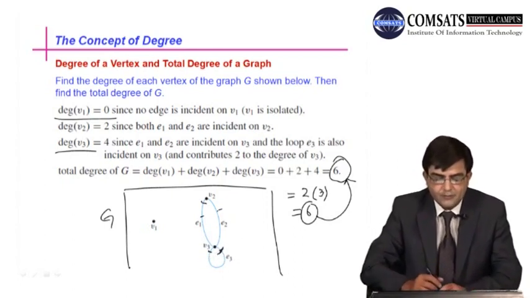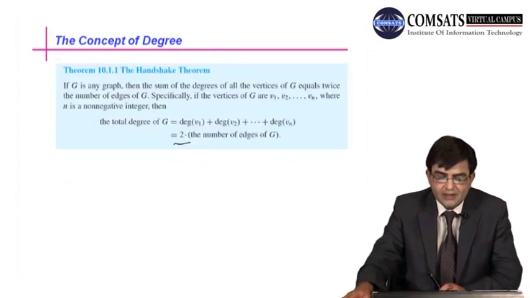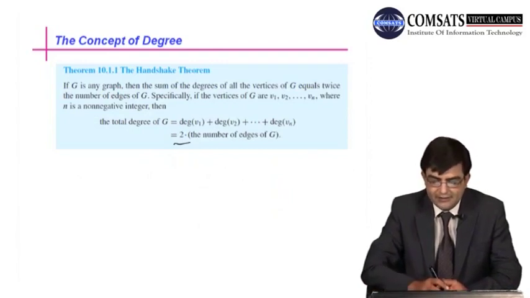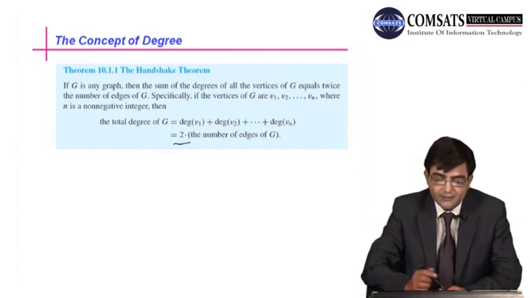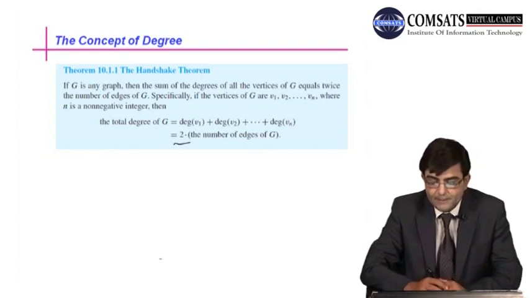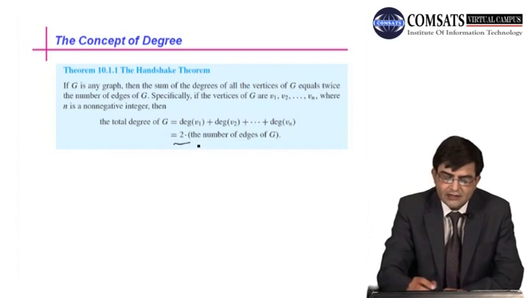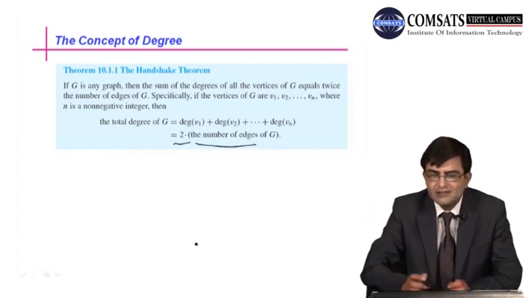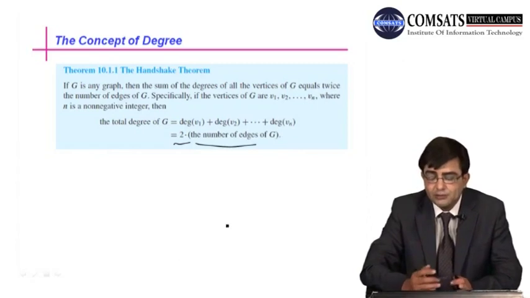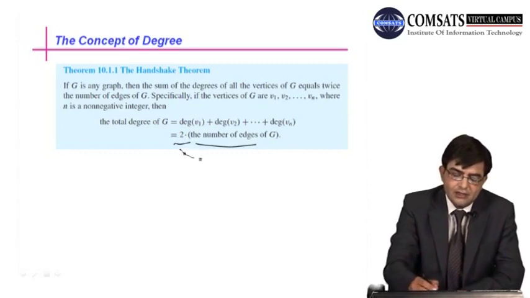So we can write that the total degree of any graph G is basically 2 times the number of edges. We can draw another conclusion from this, that we have studied in basic number theory, that if a number is a multiple of 2, it is an even number. So here the number of edges of G is basically an integer. It could be negative, it could be even, it could be odd, but it is a multiple of 2.